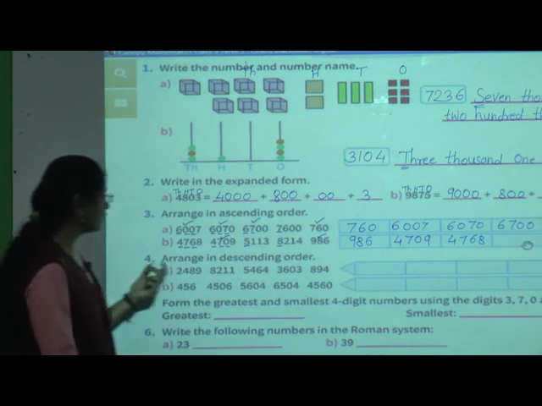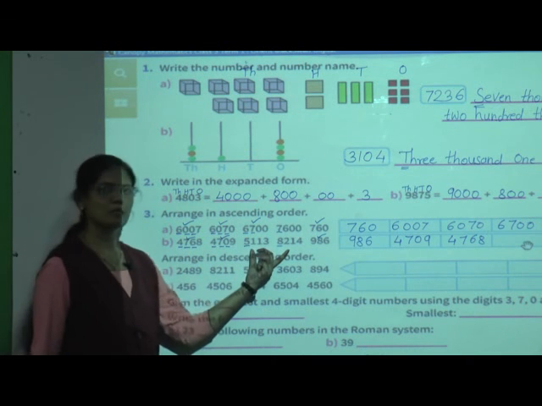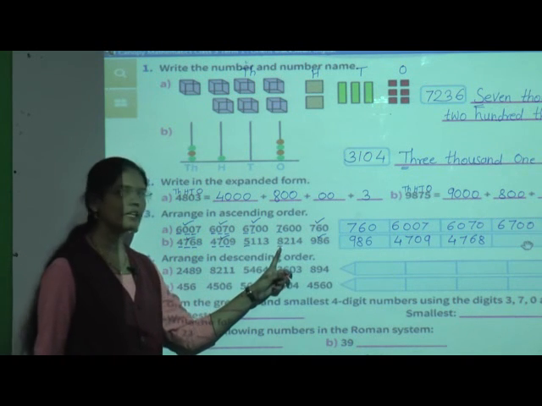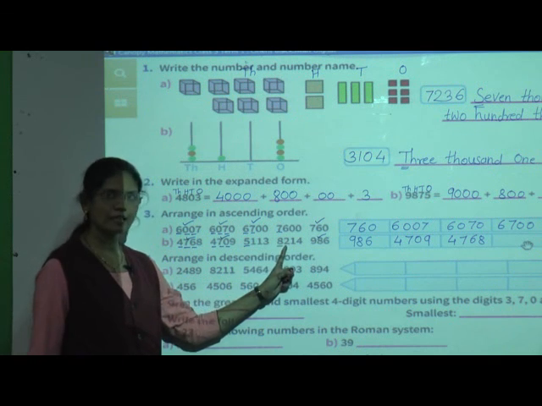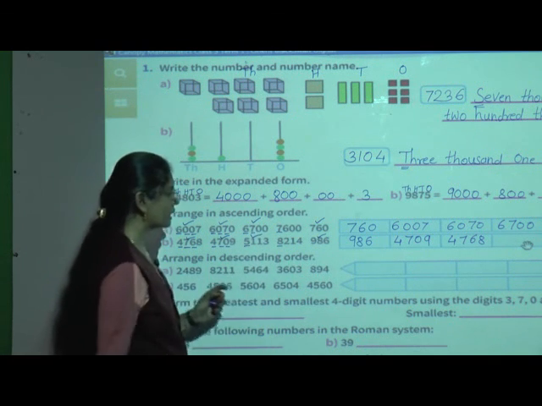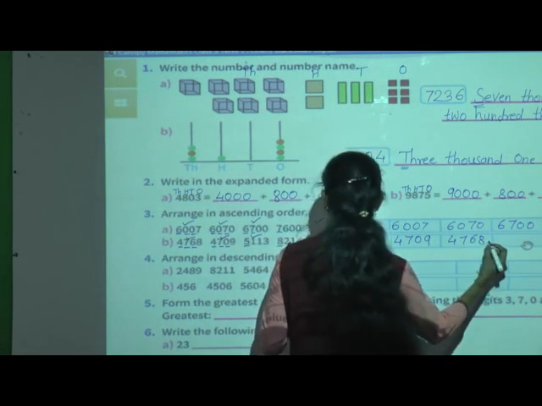Now which 2 numbers are remaining? These 2 numbers are remaining. Now see here 5 is there, here 8 is there. 5 is smaller than 8. So 5113 is smaller than 8214.